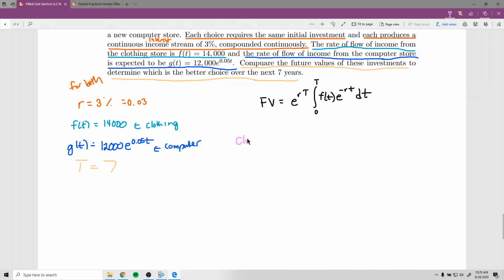All right, so I'm going to do the clothing store first. R for both, and T for both is 7. The only thing that's going to be different is the continuous income stream in the problem. So for the clothing store, we have e to the 0.03 times 7, integrate from 0 to 7. Our f of t for the clothing store is 14,000 e to the negative r, 0.03 t power dt.